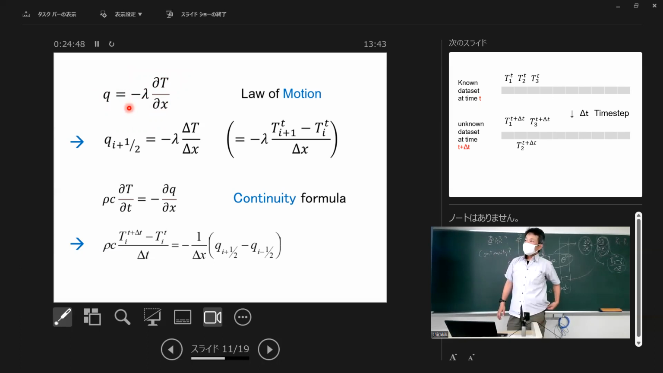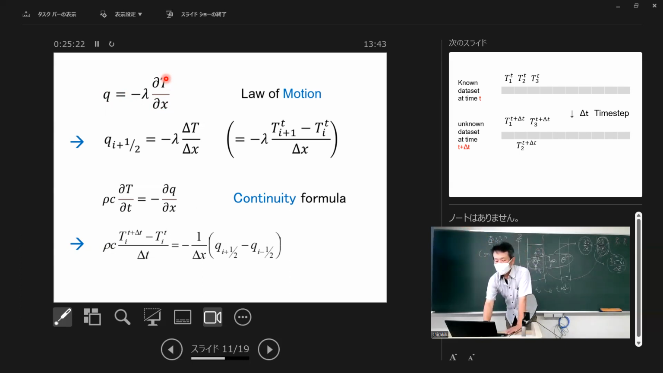This is a kind of the Fourier law, the law of motion for the thermal. Large T means the temperature, and this is the gradient of the temperature. And the heat will be moving from the higher temperature to lower temperature. So we need minus because this temperature gradient means going from lower to higher is the positive.